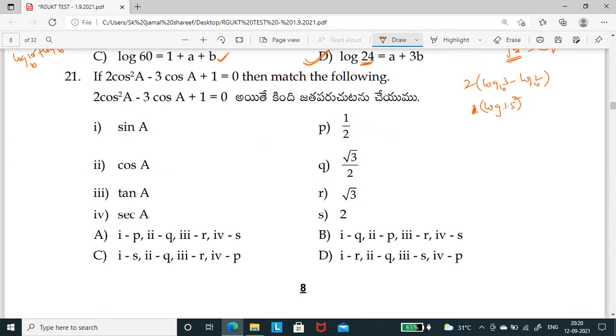Next, moving on to question number 21. If 2 cos square a minus 3 cos a plus 1 is equal to 0, then match the following. Now let us see how to find it out.